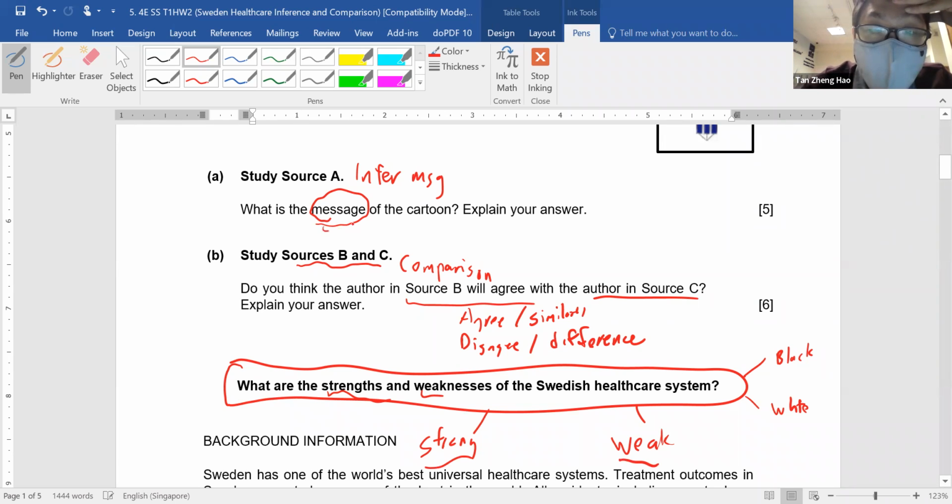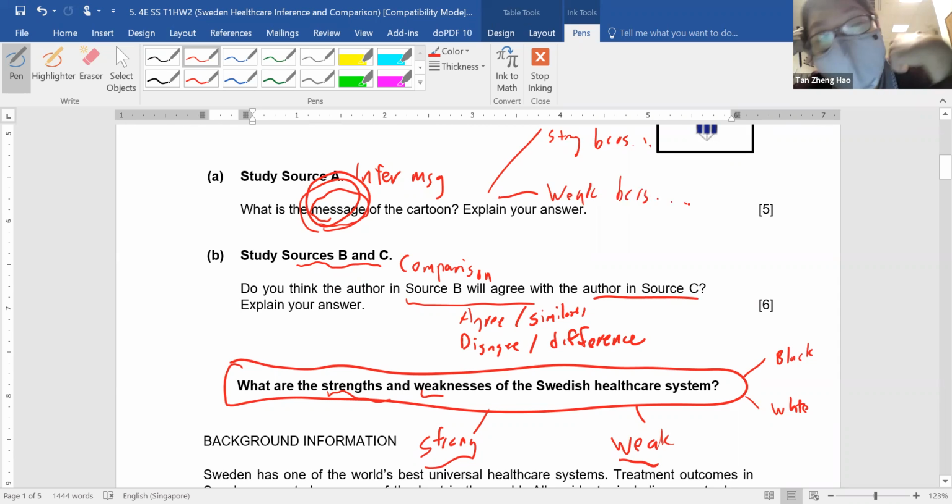If I look at question 1, what is the message? Without even looking at the source, I can start to guess. Maybe there are two possible answers: the Swedish healthcare system is strong because why? Or the Swedish healthcare system is weak because why? So maybe one of the messages will be this: the Swedish healthcare system is very good in what way, or very weak in what way. So you see the exam hack, using the issue question here, is very useful in starting to narrow down the possible answers. Same thing, author in source B, author in source C.